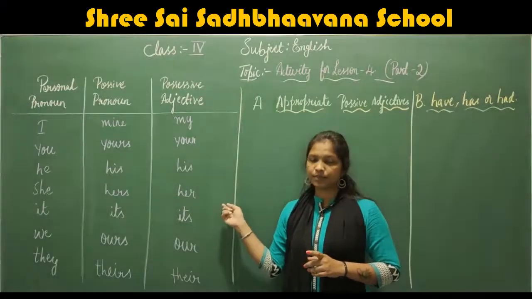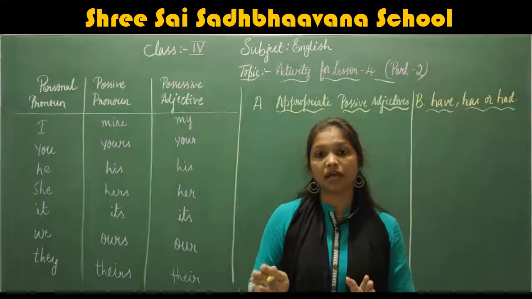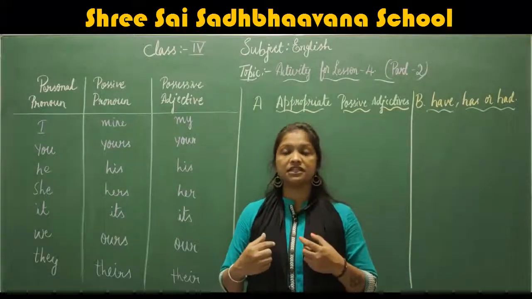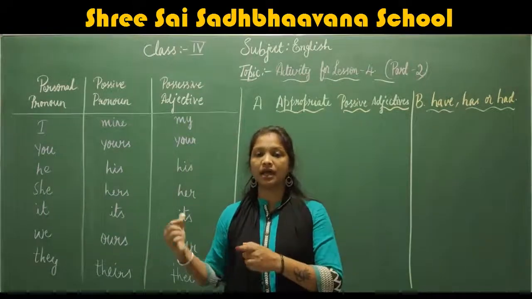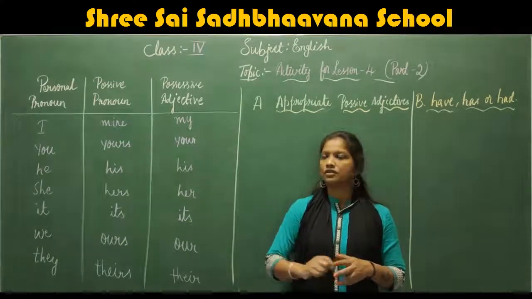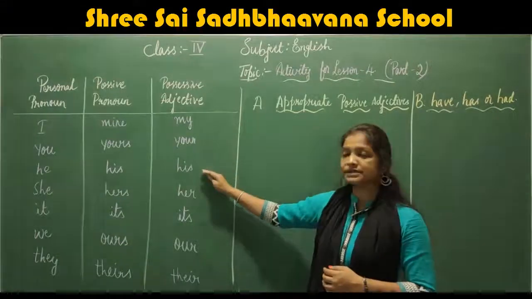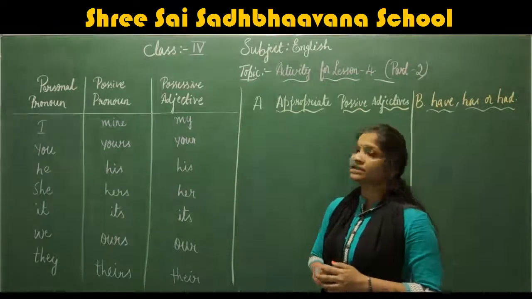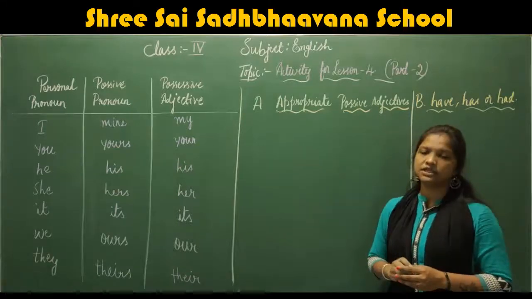These possessive adjectives, my and her, come before the noun pen. A pen is a noun, and my and her are possessive adjectives which come before the noun in a sentence. Understood? So which are the possessive adjectives? They are my, your, his, her, its, our and their. These are possessive adjectives.